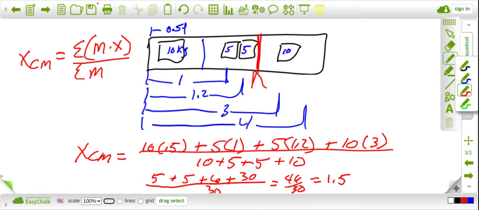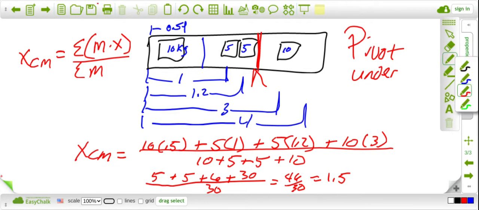Putting the pivot point under the center of mass is important. If you put that pivot point there, then all the mass on the right would torque clockwise, and all the mass on the left would torque counterclockwise, and we would have balance. It would actually cancel out. So if you create support where the center of mass is, you create stability.